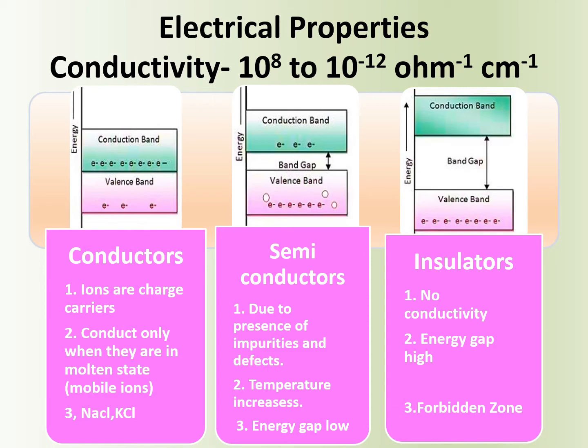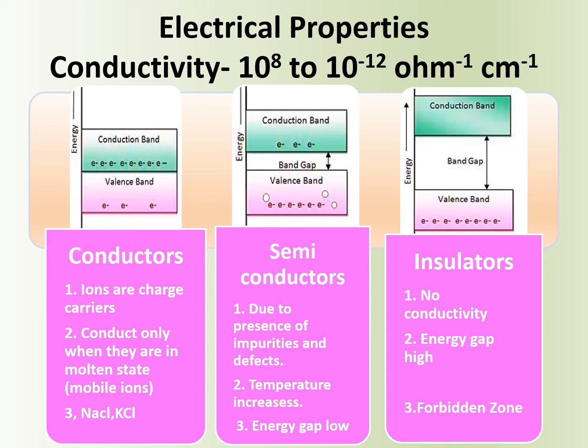What is the range of the conductivity? The range of the conductivity is 10 to the power of 8 to 10 to the power of minus 12 ohm inverse centimeter inverse. This conductivity we can classify as conductors, semiconductors and insulators. Mostly the conductors are metals and semiconductors are semi-metals. Insulators are non-metals.